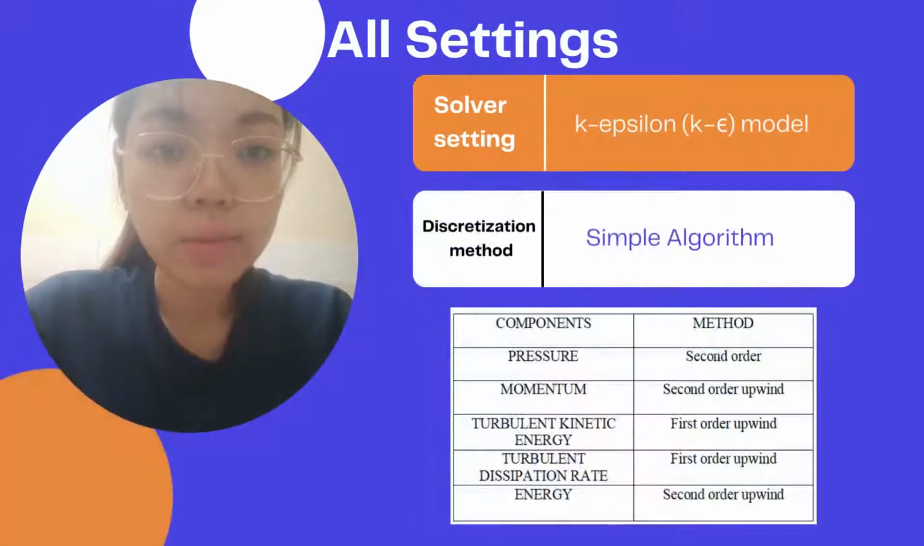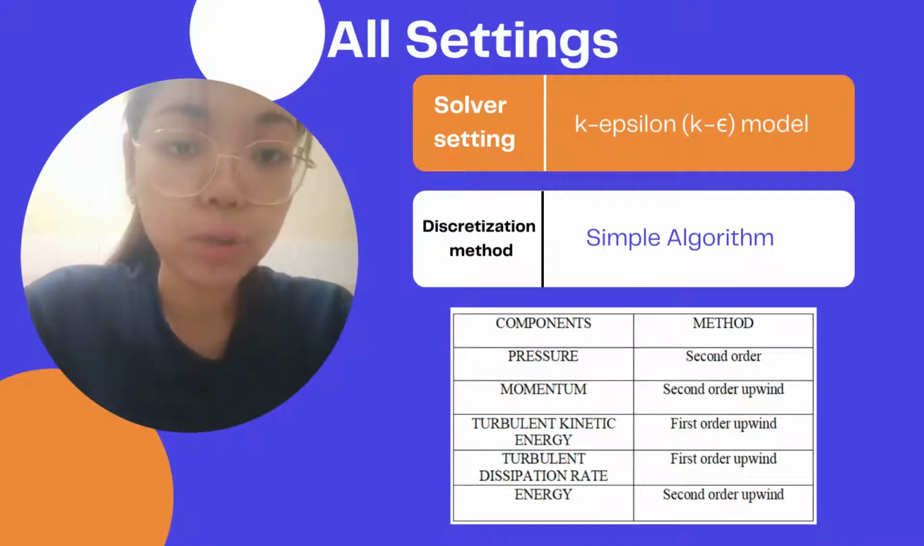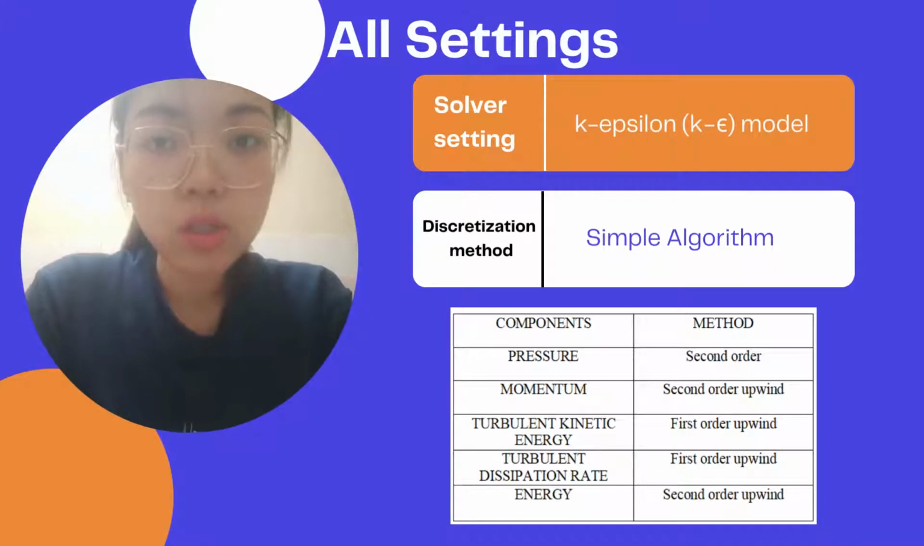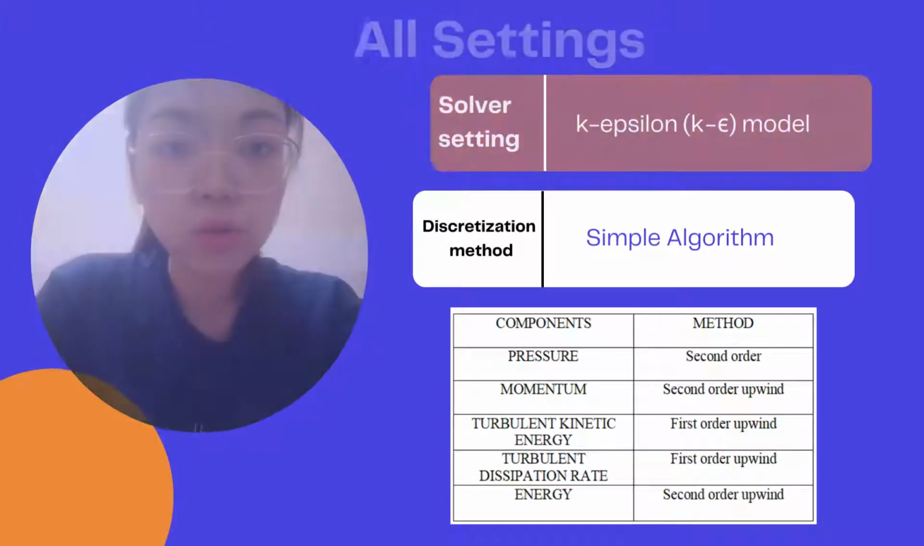So in the solver settings, the k-epsilon model is chosen for the viscous model because it is the most common to simulate the mean flow characteristics of turbulent flow. Next, the solution discretization components are shown in the table below. Lastly, in residual settings, the convergence criterion was set at 0.001.